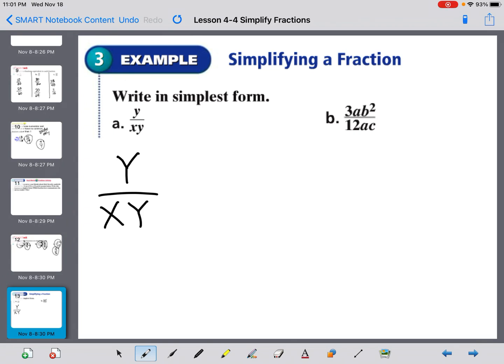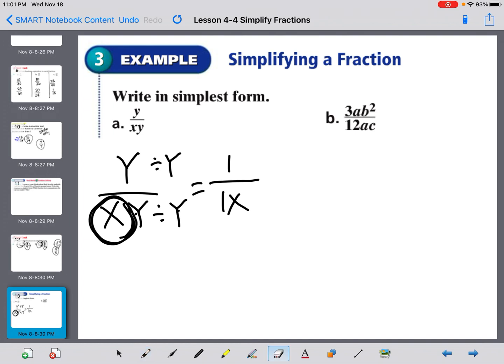What do y and xy have in common? Are you saying y? Because they definitely have a y in common. What's y divided by y? 1. But we have an extra x over here. It stays. x divided by y? Nope. It stays.